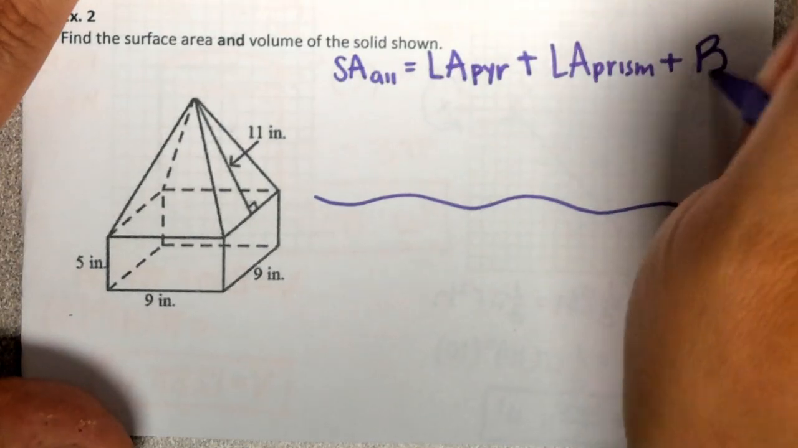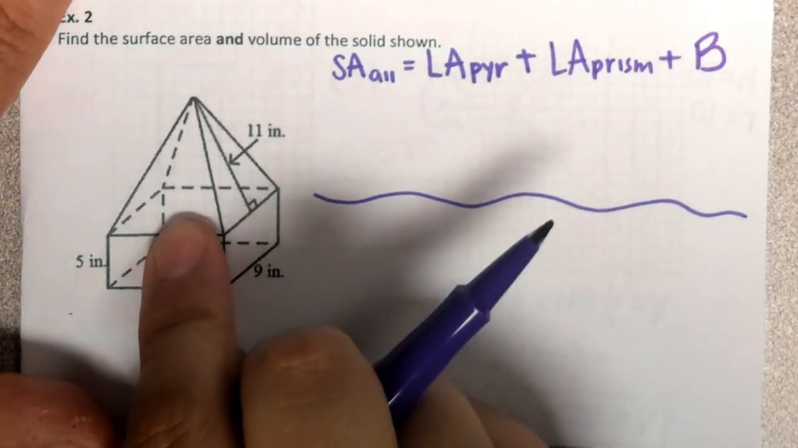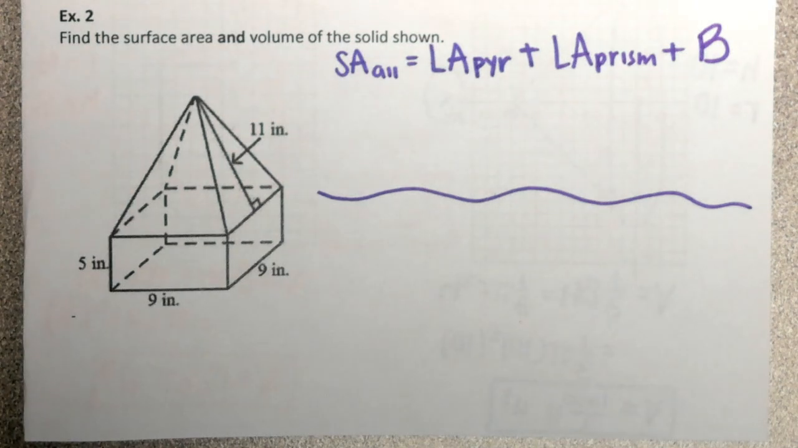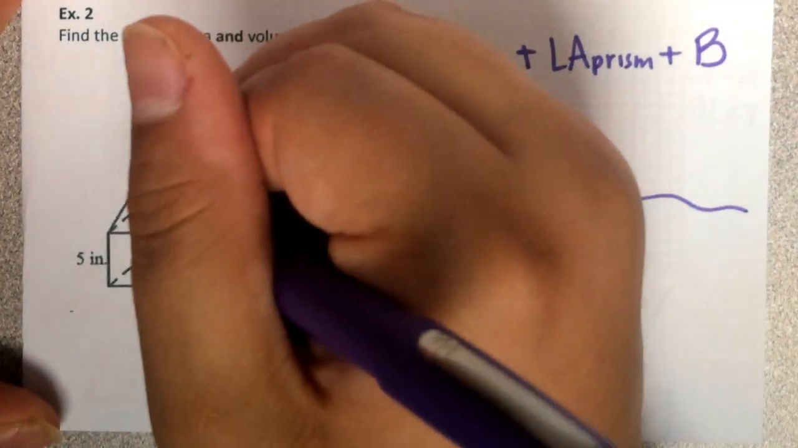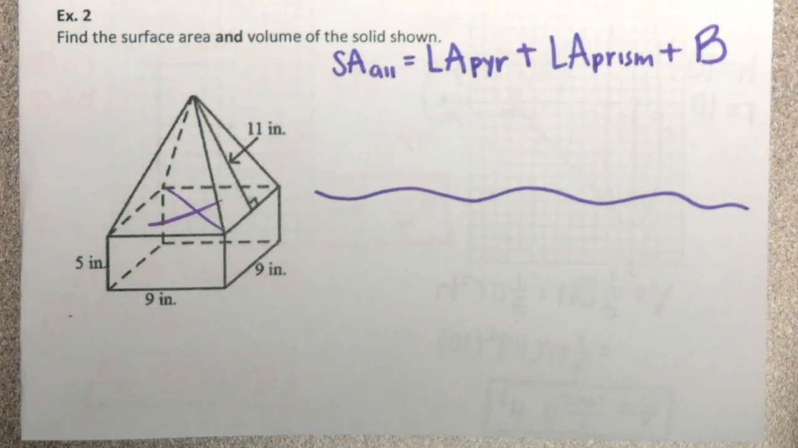And why only one base? Where they connect, is that outside? No. So you do not need to do that base in here. I'm just going to draw kind of an X on it. We don't do that because that is inside. That makes sense?